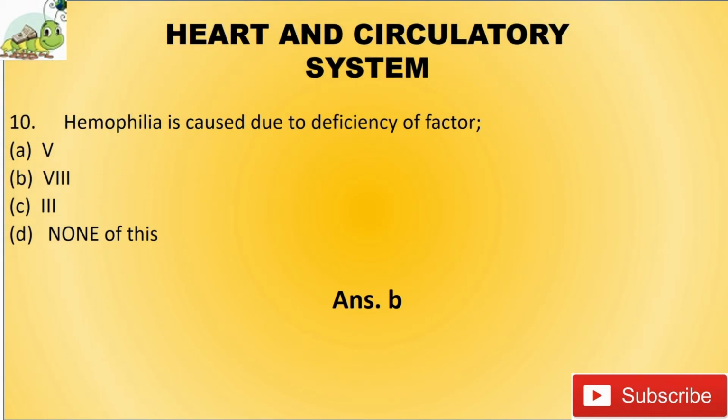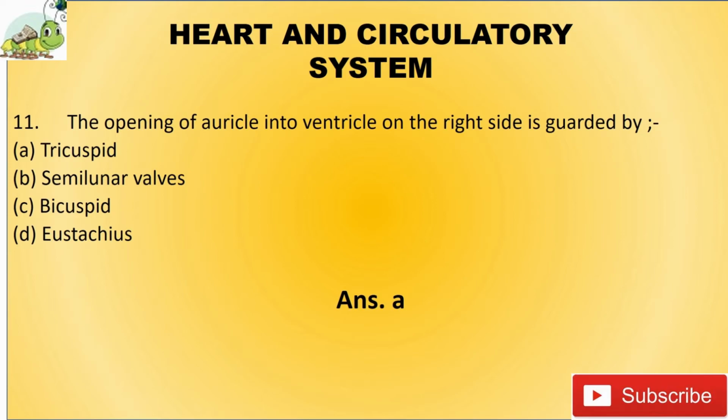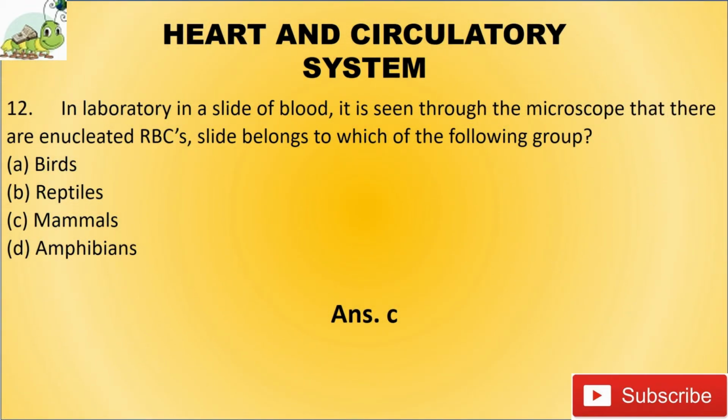Question number 10. Answer is B. The hemophilia is caused due to deficiency of factor 8. Question number 11. Answer is A. The tricuspid valve. The opening of auricle into ventricle on the right side is guarded by tricuspid valve. Question number 12. Answer is C. In laboratory, in a slide of blood, it is seen through the microscope that there are enucleated RBC. Slide belongs to which of the following group? That is the mammals.